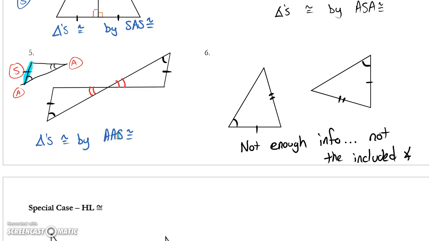Number 6 is a different case. There's not enough information here. Because remember, it's side, side, side. I don't have 3 sides. I have a side and an angle, and that's not enough information. We cannot prove triangles congruent with the angle not being the included angle. In order for this to work, I would have needed to know something about this angle here, the one that's formed by my 2 sides. Since I don't, I have not enough information to prove these triangles are congruent.